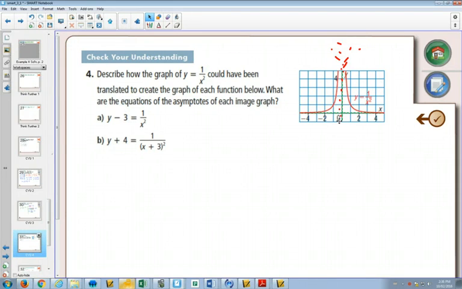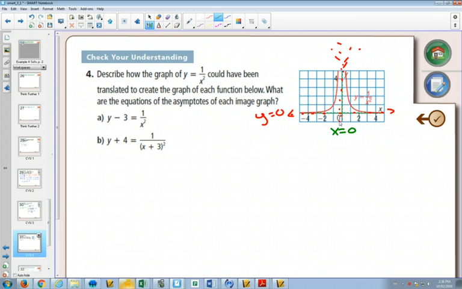And we have the volcano graph, and we have to just describe, so we don't actually have to graph anything. Describe how it could be translated to get each of the graphs below. And then we're going to also talk about the equations of the asymptotes of each of those graphs. So first of all, on our original graph, we have an asymptote here at x equals 0. We also have an asymptote here at y equals 0. So those are our two original asymptotes.